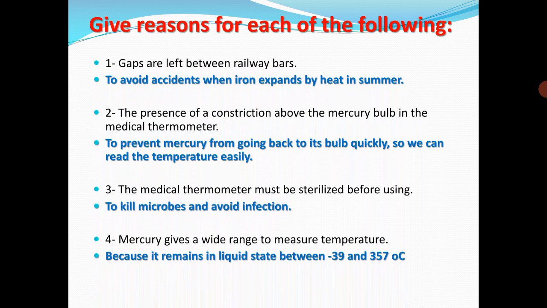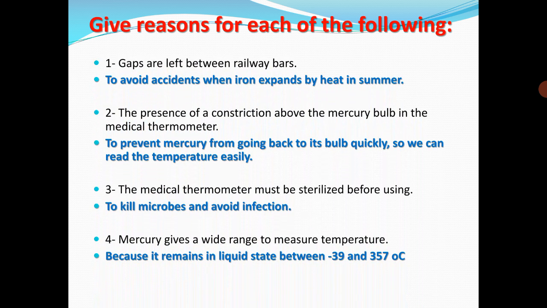The presence of a constriction above the mercury bulb in the medical thermometer. Why is there a constriction above the mercury bulb? To prevent mercury from going back to its bulb quickly, so we can read the temperature easily. The medical thermometer must be sterilized using ethyl alcohol before using it. Why? To kill microbes and avoid infection.